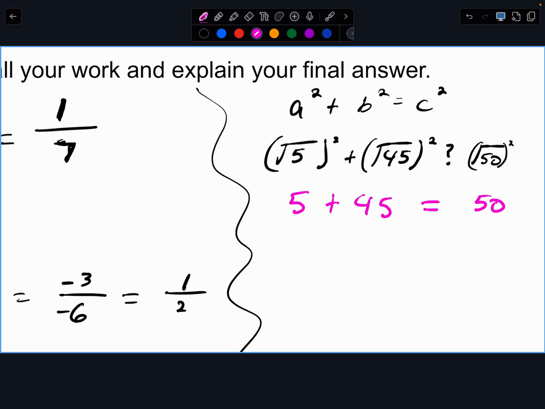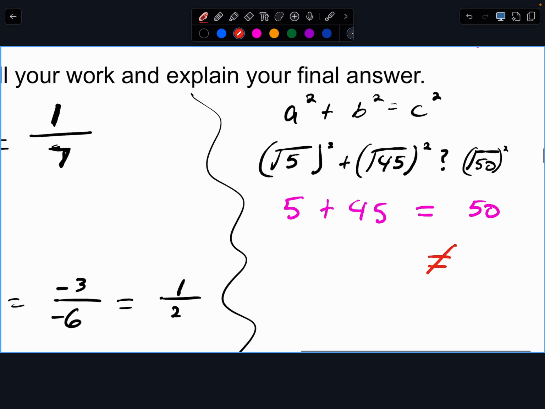And what symbol would I put here? Do you remember the not equal symbol? The slash through it. Nice, Kendall. Right? Put the slash through it. Okay? So just be careful, right? We count off points if you write things are equal when they're not actually equal.